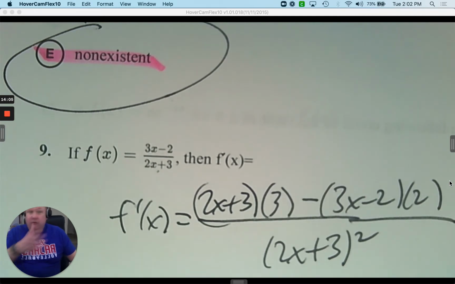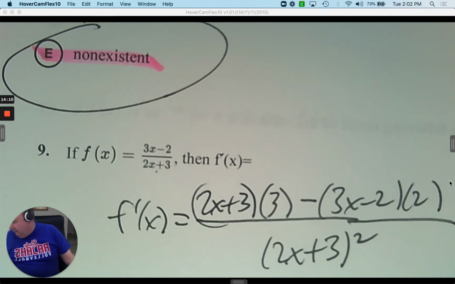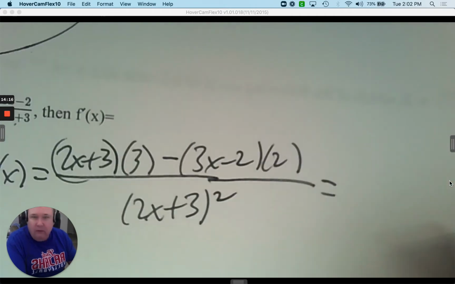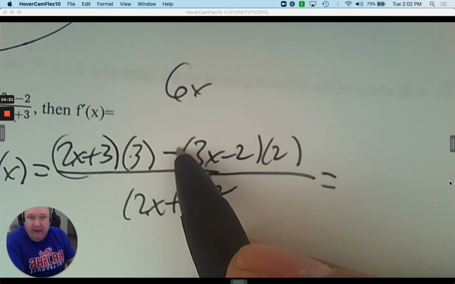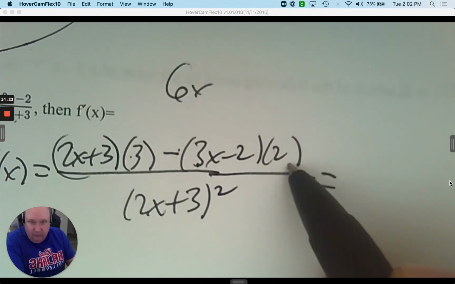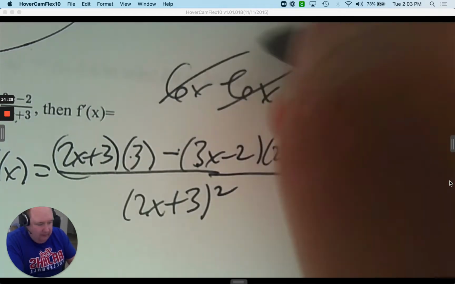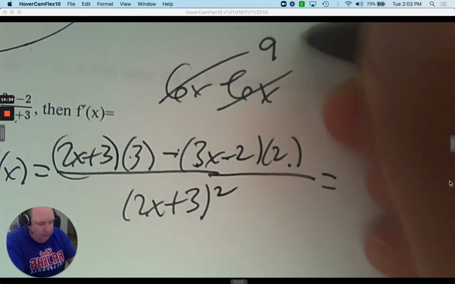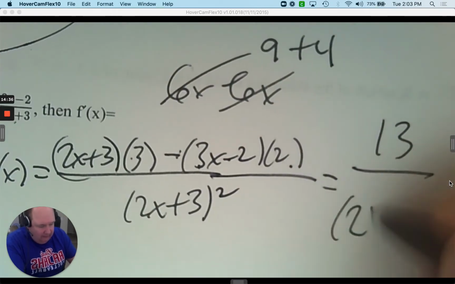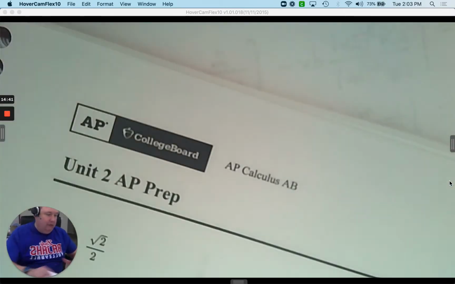If you have to match, you might have to simplify the numerator and combine like terms. So let's do that. See how quick we can do it. 2x times 3 is 6x, and then -3x times 2 is -6x, so they cross out. 3 times 3 is 9. Negative times a negative is 2 times 2, which is 4. It's positive, so I get 13 over (2x plus 3) squared. That answer is D.